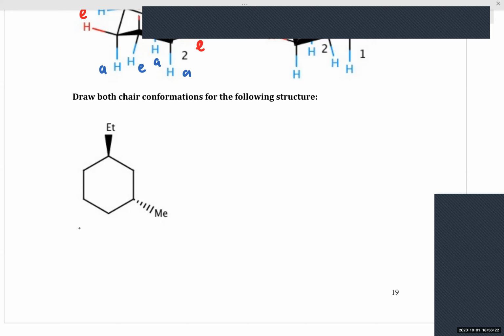So let's try to have a few students use the annotate tool and try to write out the 2 chair conformations for the following molecule. Let's keep working on this example and let's have a few student volunteers write out their proposed chair conformations, and we'll discuss this example in about 2 to 3 minutes.